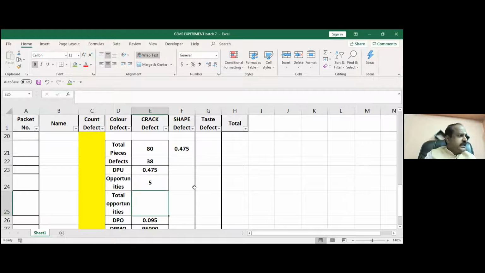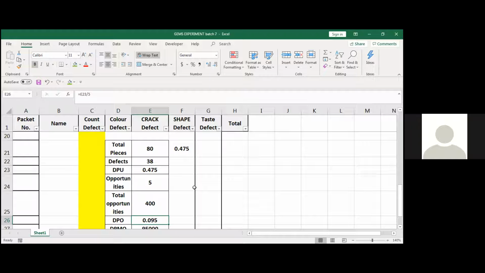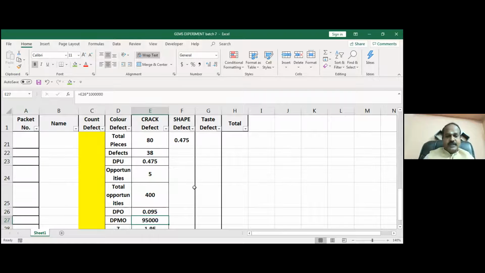So total number of opportunity is 80 gems. Each gem can go wrong in 5 ways. So 80 into 5, 400 opportunities are there. All of you understand what is opportunity here? Yes or no? Yes, sir. Every gem, there are 5 opportunities for a failure. Since you are checking 80 gems, 80 into 5, 400 opportunities. And now I am going to calculate defects per opportunity. Can somebody tell me the formula? What is the defect per opportunity formula?